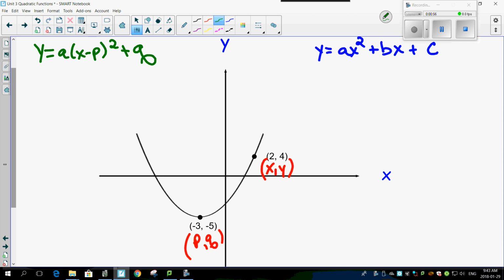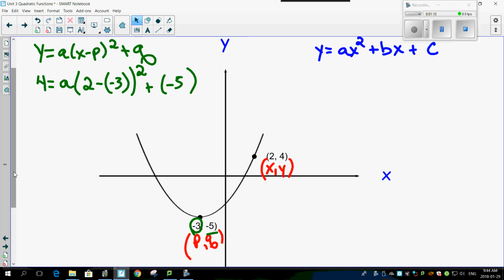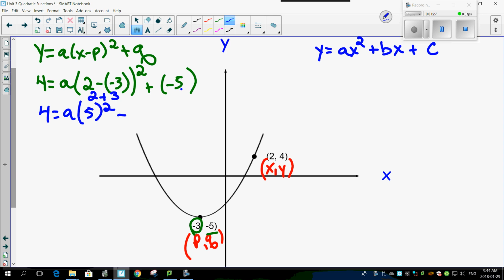Start putting the values in. y is 4. a you don't know. x is 2 minus p. p again is a minus 3, so minus 3 in brackets. That's all squared plus a negative 5. Okay, so now start cleaning it up. All right, here we go. 4 equals a(2 minus a minus 3), which is 2 plus 3. So 2 plus 3 is 5, and you're going to have to square that. Minus 5 here. Okay, clean it up some more.